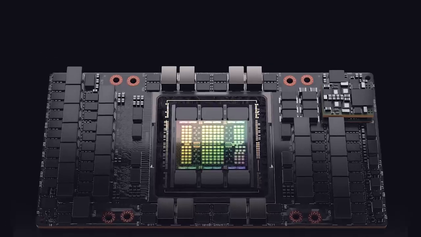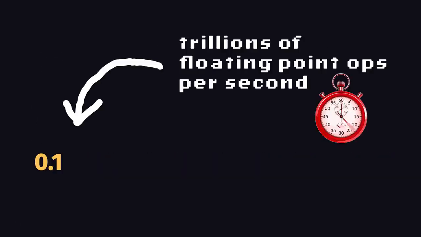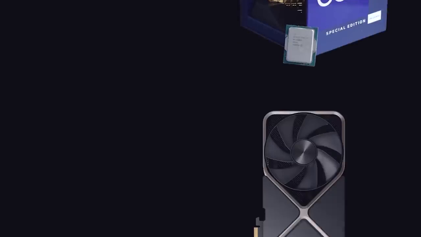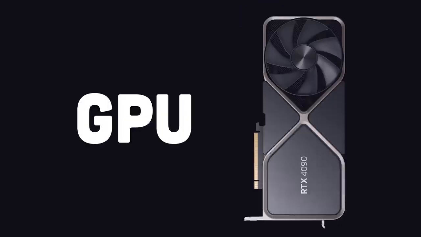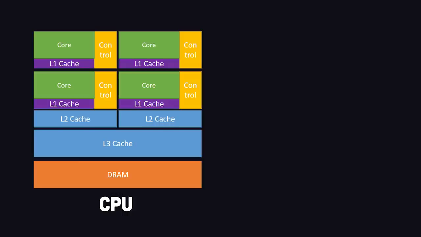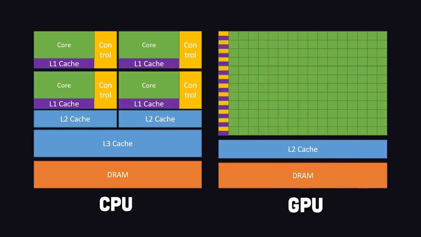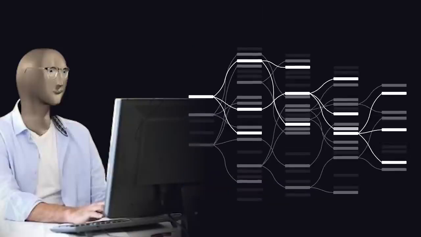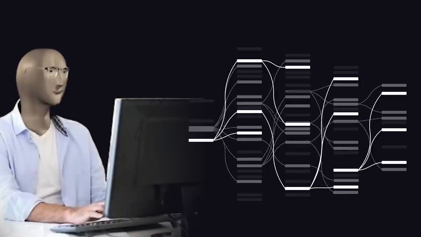Modern GPUs are measured in teraflops, or how many trillions of floating point operations can it handle per second. Unlike modern CPUs like the Intel i9, which has 24 cores, a modern GPU like the RTX 4090 has over 16,000 cores. A CPU is designed to be versatile, while a GPU is designed to go really fast in parallel. CUDA allows developers to tap into the GPU's power, and data scientists all around the world are using it this very moment, trying to train the most powerful machine learning models.